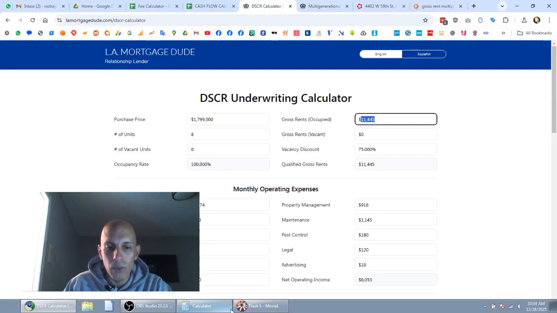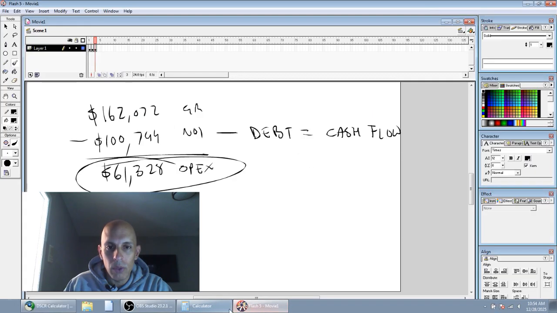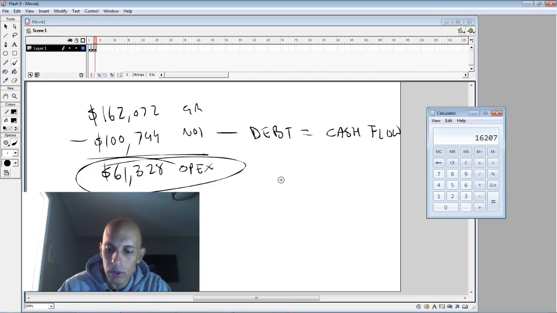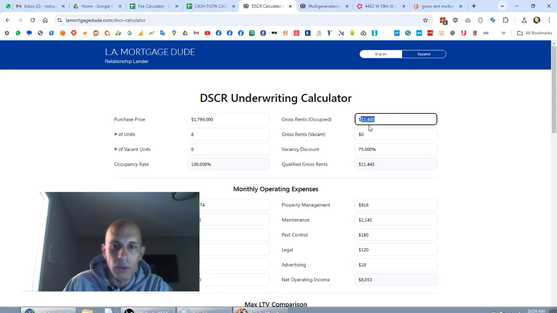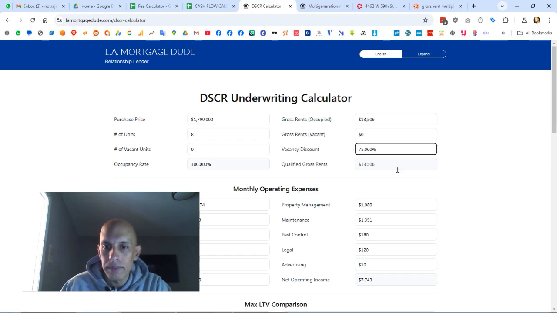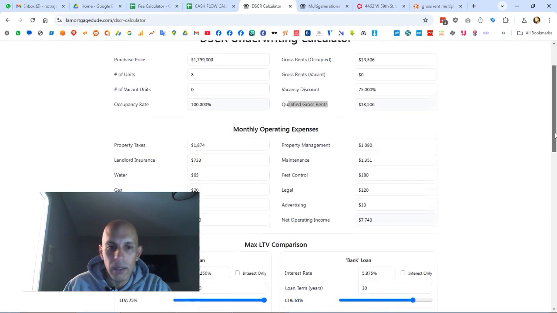So we're going for 162,072 divided by 12, so 13,506. So these are my qualified gross rents. You can see that there.